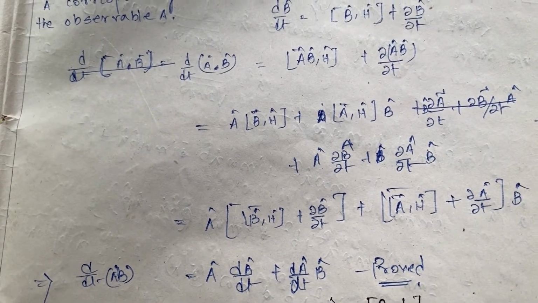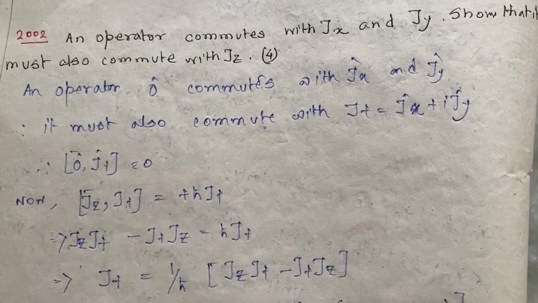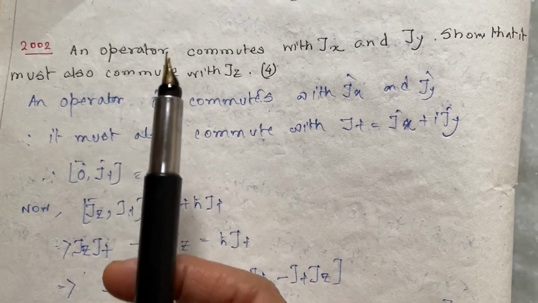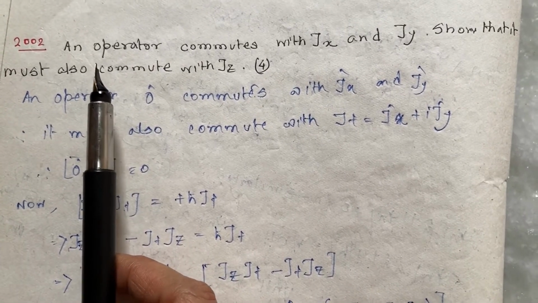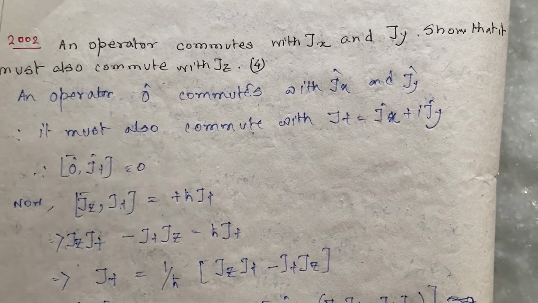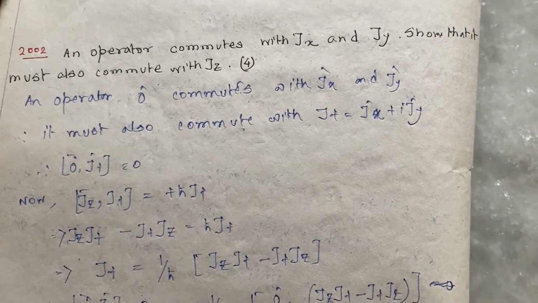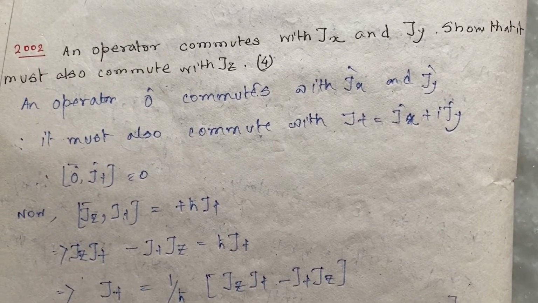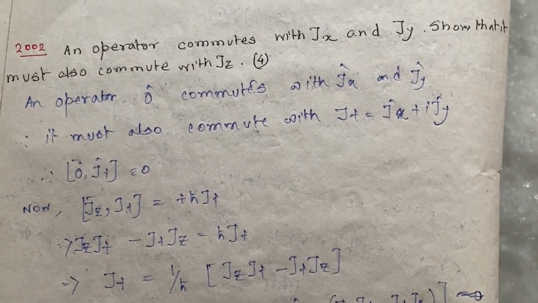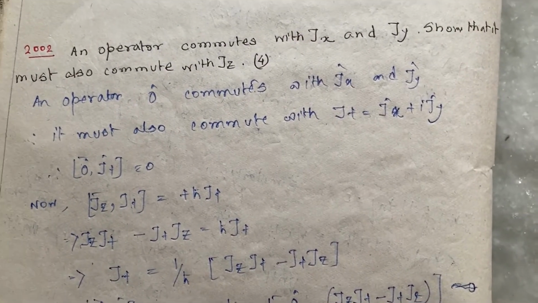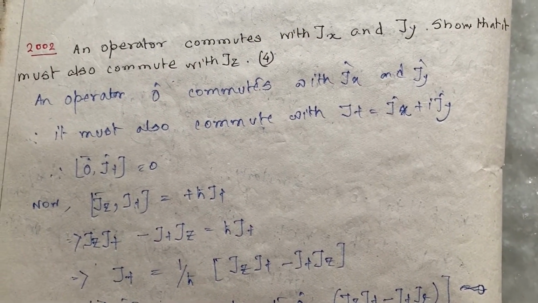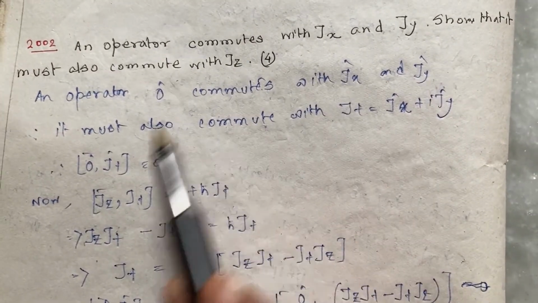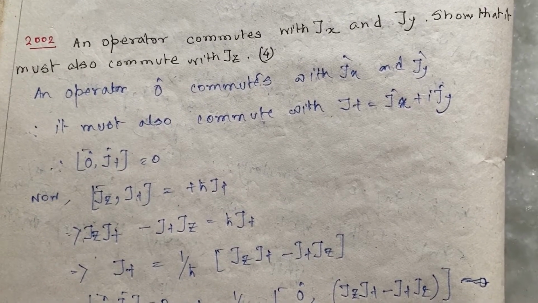Let's discuss a few problems today. First, we'd like to discuss this problem. It is said that an operator which commutes with Jx and Jy, we need to show that it must also commute with Jz. Now we have already gone through what Jx, Jy and Jz are. We know that in quantum mechanics, these individual components of angular momentum do not commute with each other.